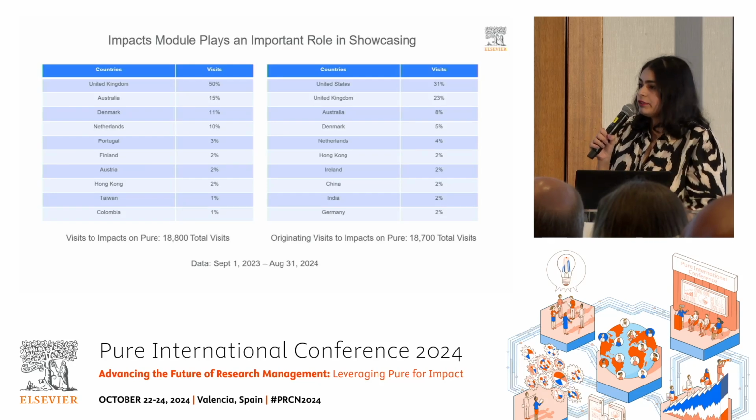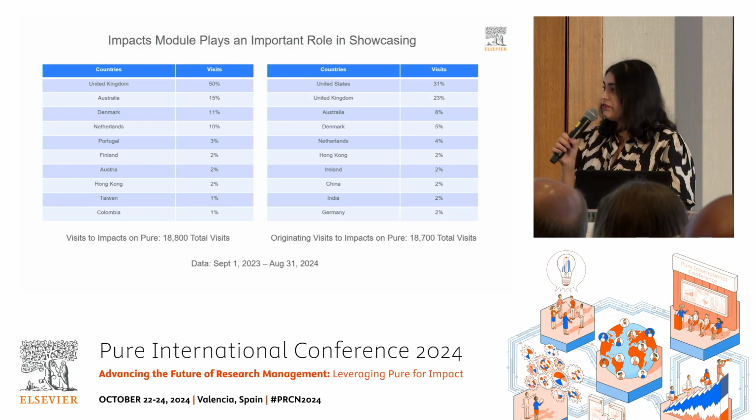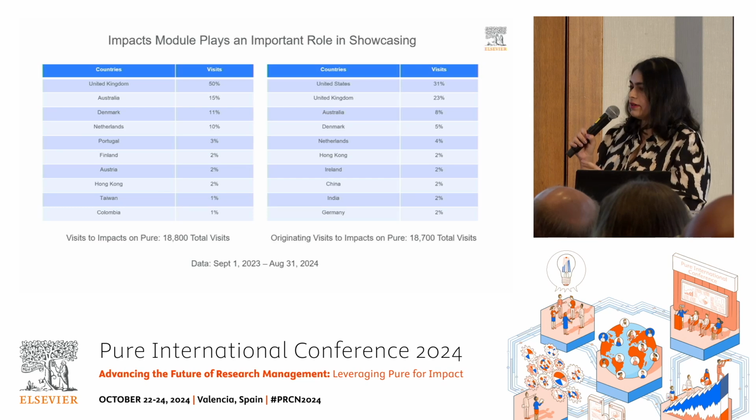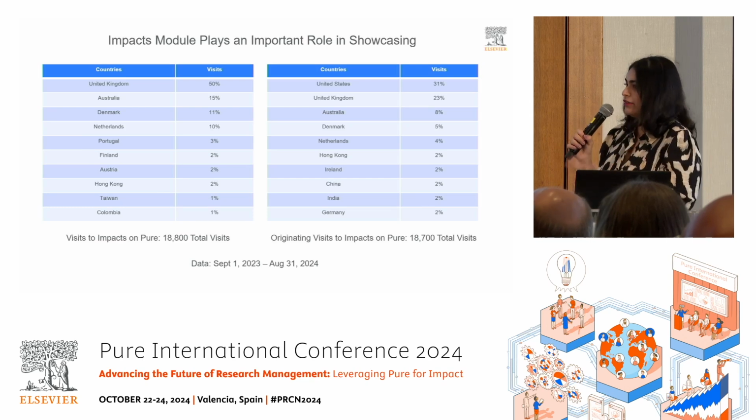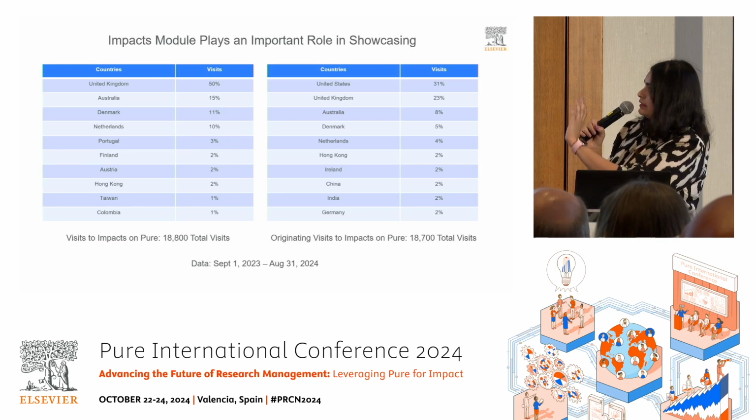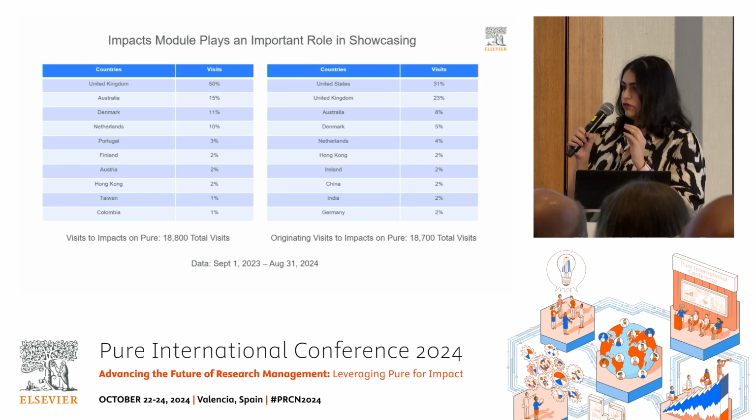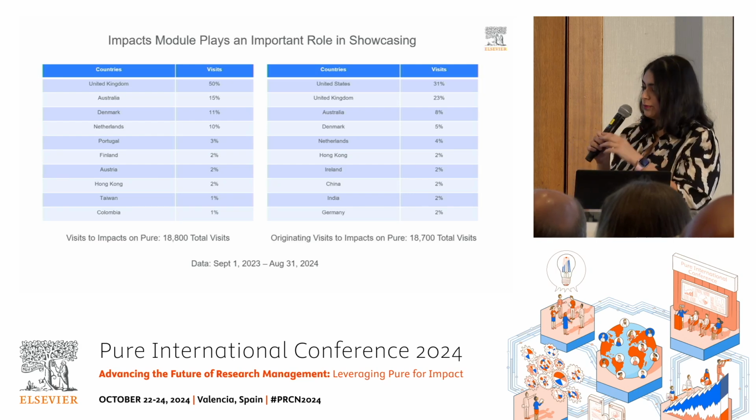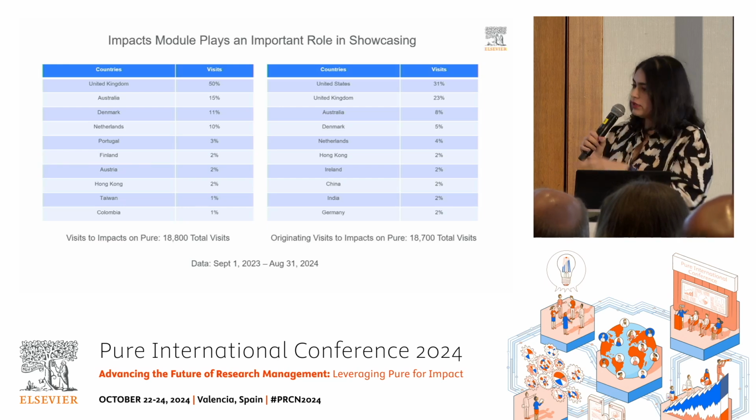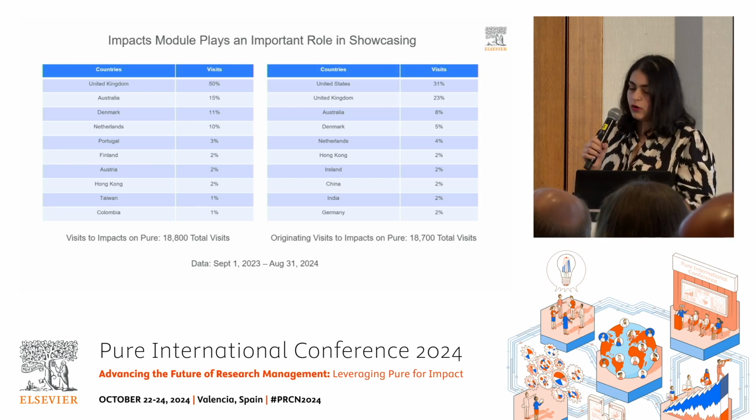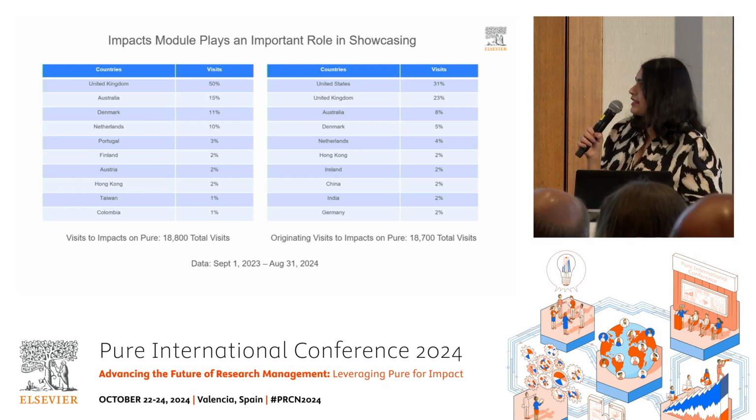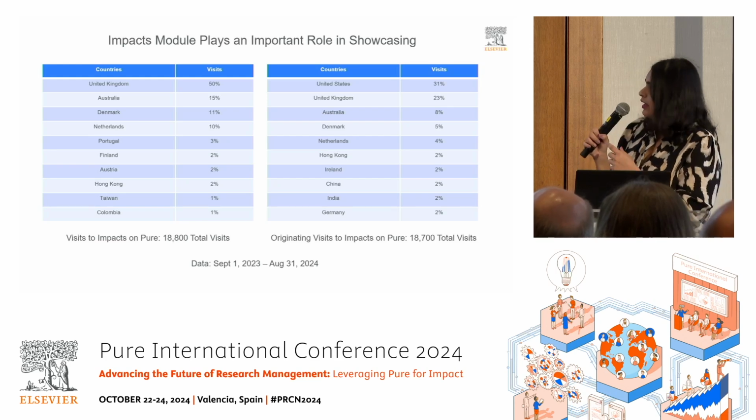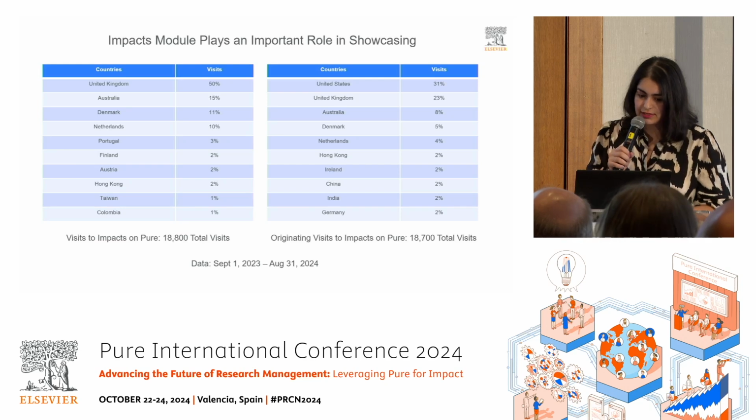So again, from the perspective of showcasing, we found this quite interesting as well. This is essentially the web analytics surrounding who's looking at impacts and where that traffic is really coming from. What we see on the left is visits to impact records, and we see that the UK, Australia, and Denmark are the top 3. So these are the portals where most traffic is received on impact records. And then on the right, what we see is where these visits are coming from. So which countries are most looking at impact records? And we see that the top 3 is the United States, the United Kingdom, and Australia.